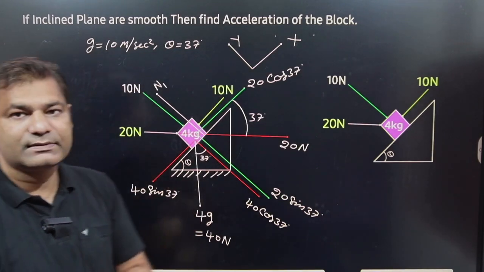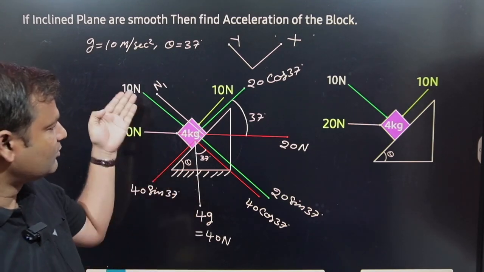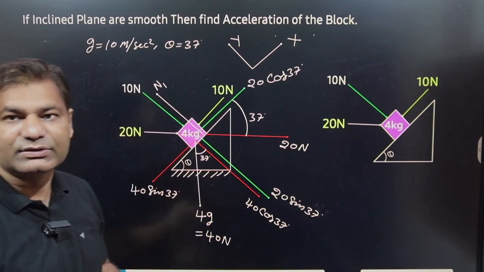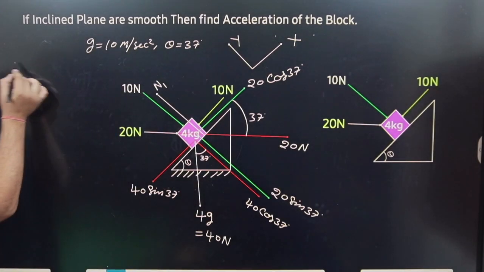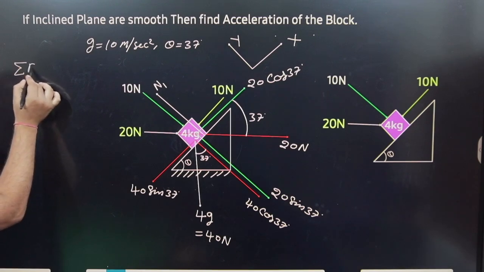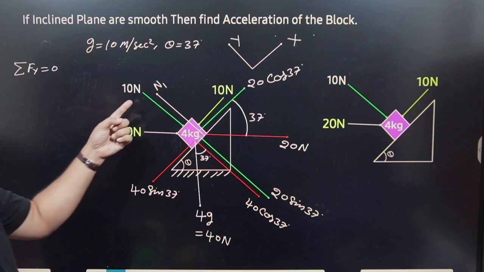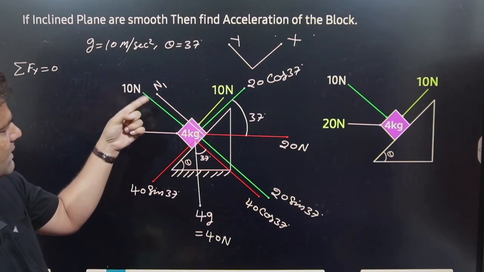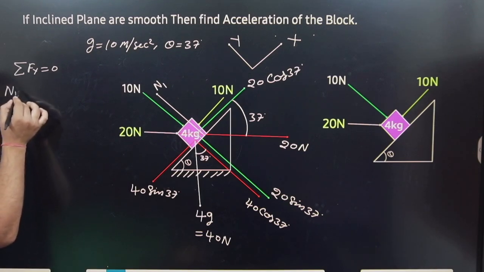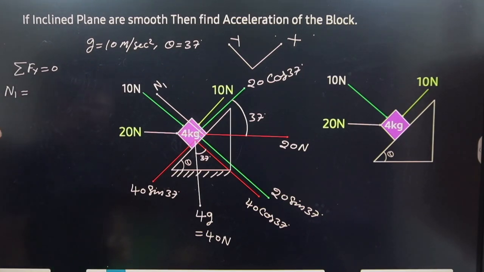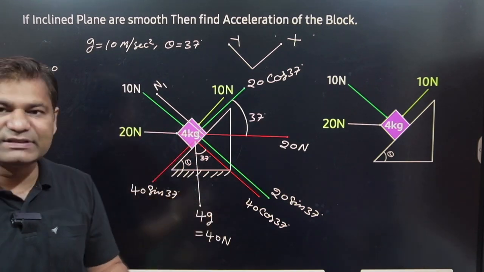Now next, this block is not moving in this direction, so the net force in the capital Y direction is 0 according to Newton's second law. So N1 is equal to how much? Now write N1 equal to these three forces, this one and this one.